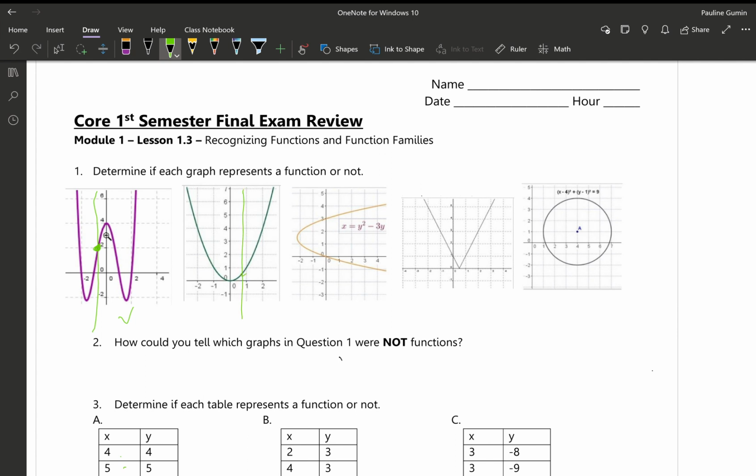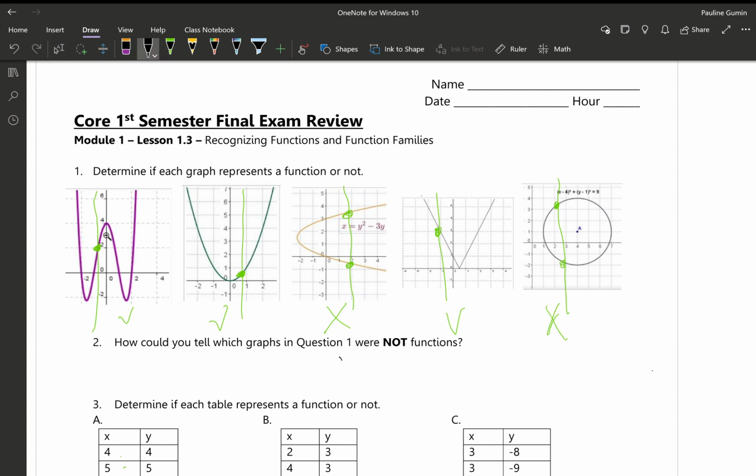Let's draw it through this U shape. Crosses once, function. Let's cross it through this C shape. Crosses twice, not a function. Let's cross it through this V shape. Crosses once, it's a function. And then crossing through this circle, crosses twice, not a function.